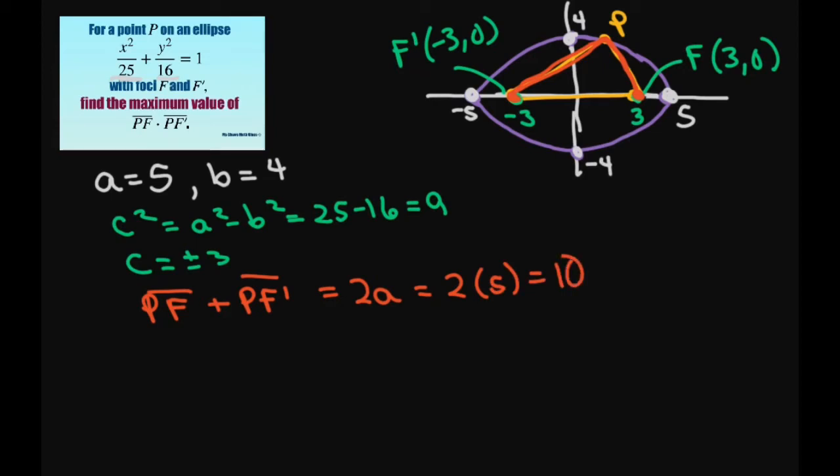All right, now we want our PF to be positive, that length, and also our PF prime is positive. These two lengths are positive because they're lengths, and we're going to use the relationship between arithmetic and geometric means. So I'm going to use the fact that we have this to help us solve this.